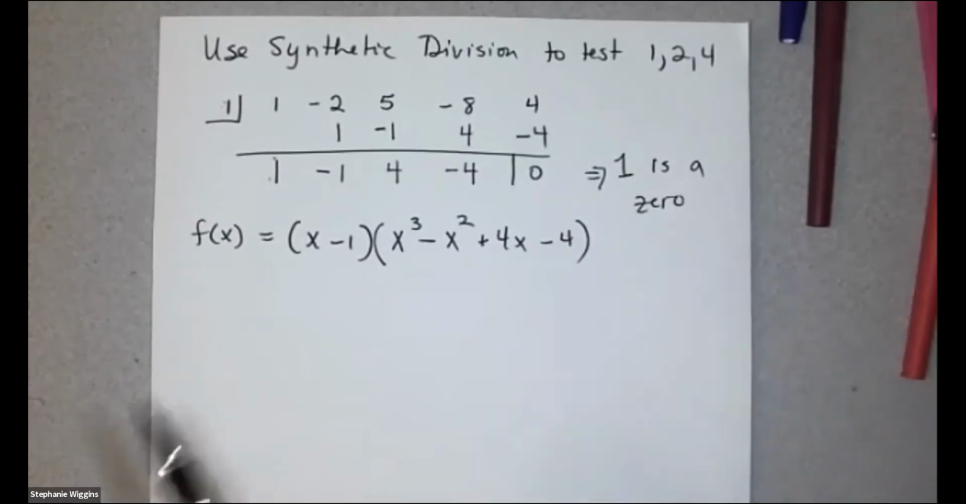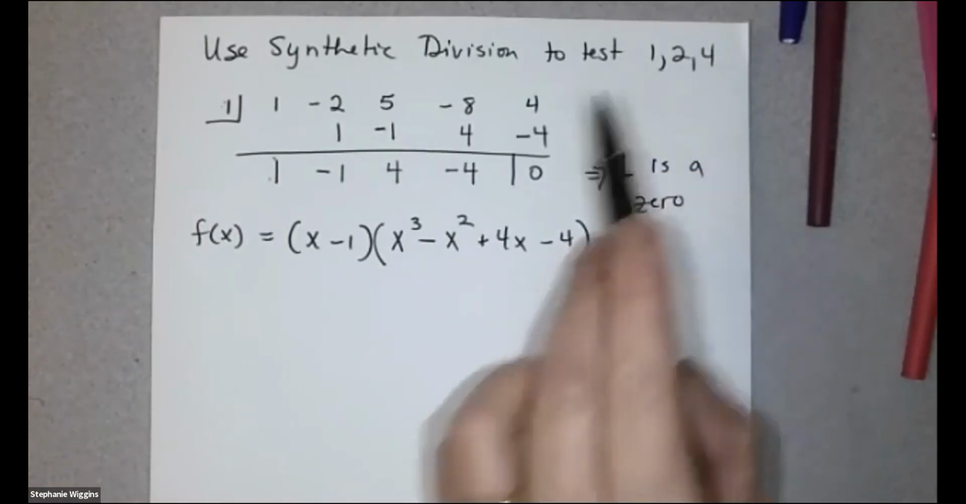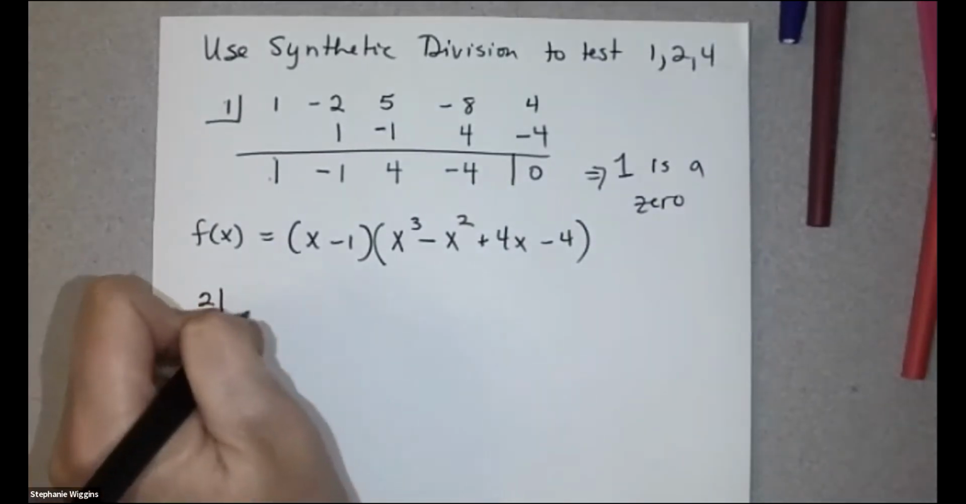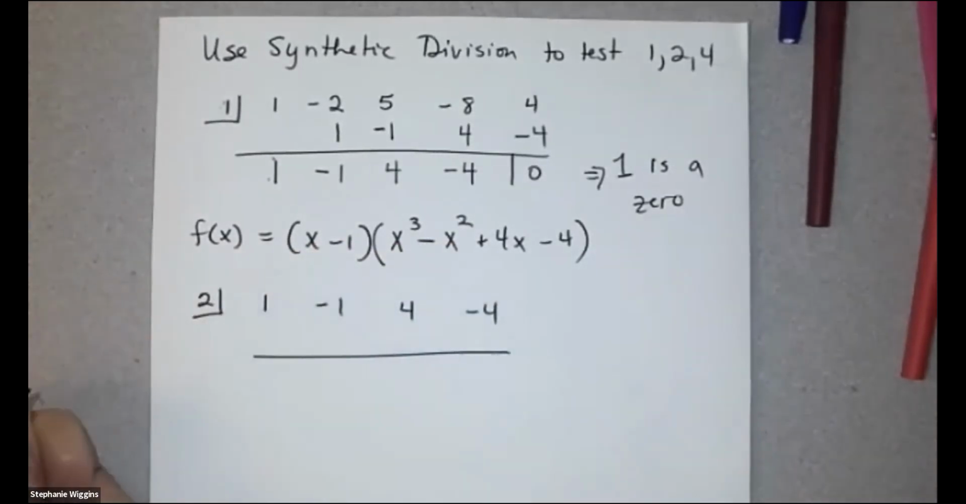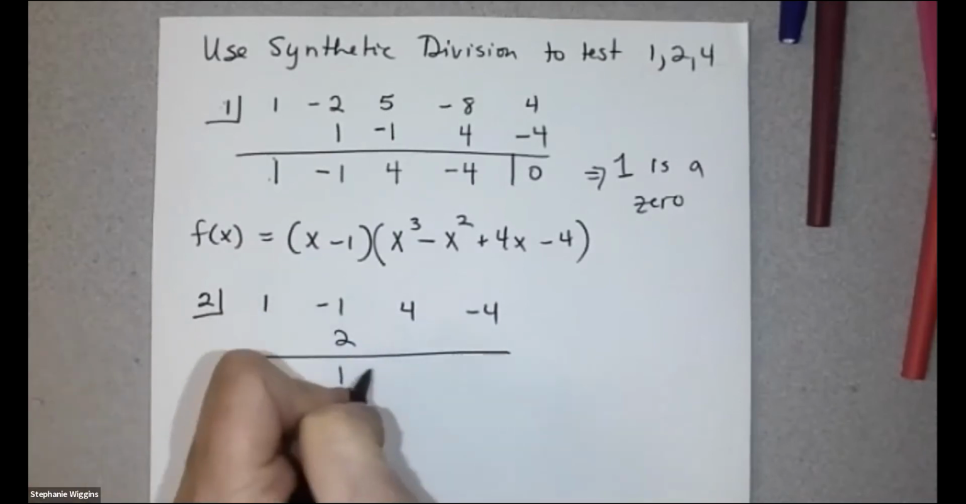And so if I want to test the other ones, I can test this polynomial here, and you'll see that if I test the 2, I get 1, negative 1, 4, negative 4. See how quickly this goes if you do this.